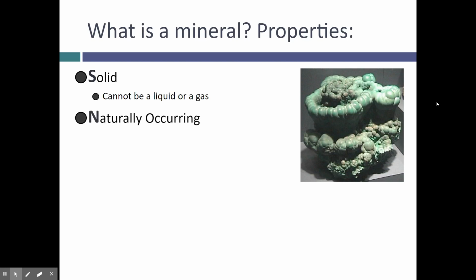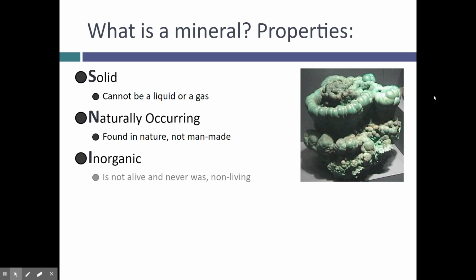Okay, it has to be naturally occurring. Naturally occurring means it is not man-made. It's made by the earth, essentially, or by another planet. It's found in nature, and it's natural. Okay. Number three, it's inorganic. Inorganic means not living. It never was living, never was at any time alive, and it is not living, and that is called inorganic. Okay.